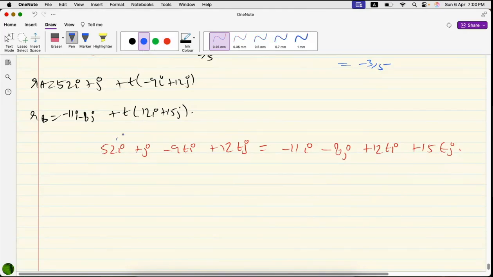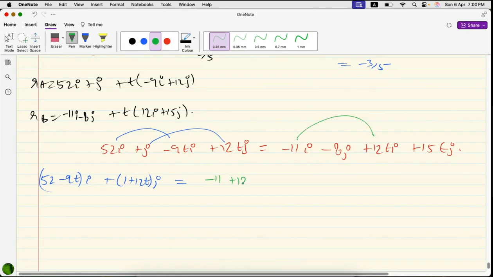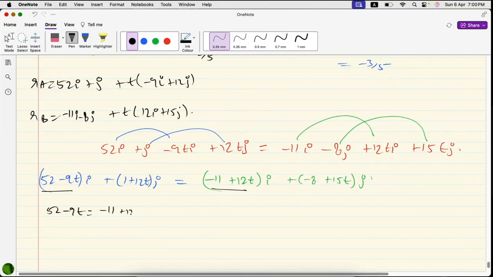On the left side, the i part is 52 minus 9t, and the j part is 1 plus 12t. On the right-hand side, the i part is minus 11 plus 12t, and the j part is minus 8 plus 15t. So i equals i: 52 minus 9t is equal to minus 11 plus 12t.